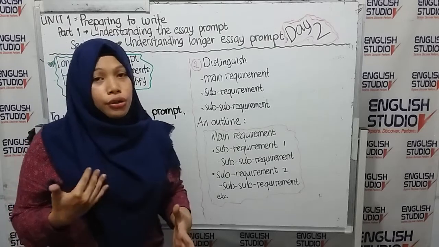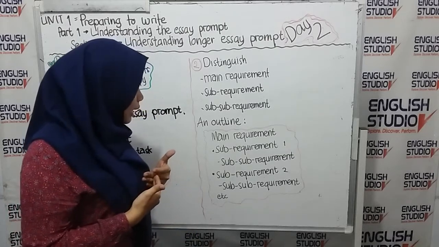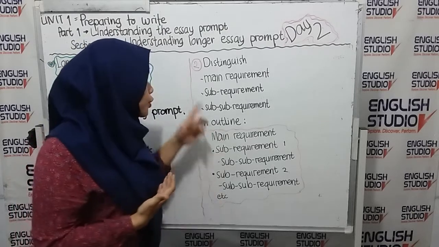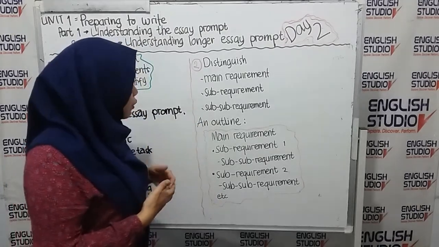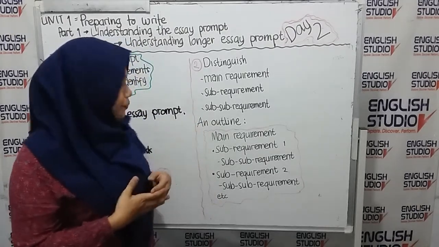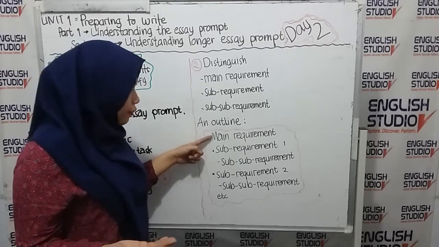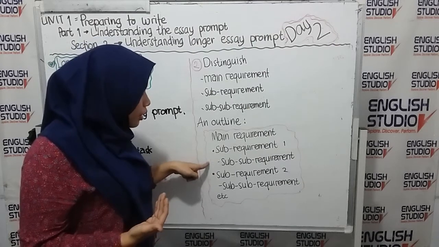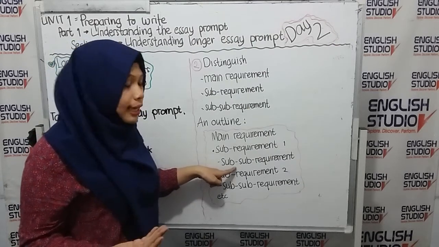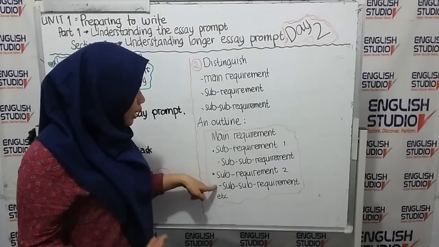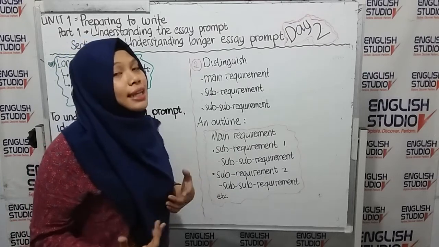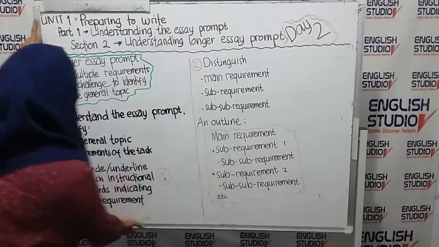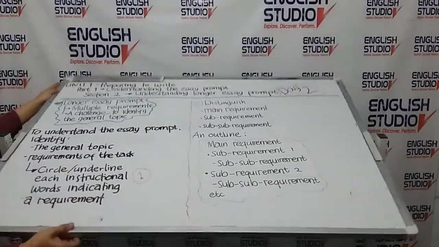To make it easier to distinguish which one is the main requirement or sub requirement, we might need to use an outline. The main requirement comes first, followed by sub requirement 1. Sub requirement 1 may be followed by a further sub requirement, and then there's sub requirement 2 and another sub requirement again. Okay, let's move to an example to make it fast. Let me flip this.